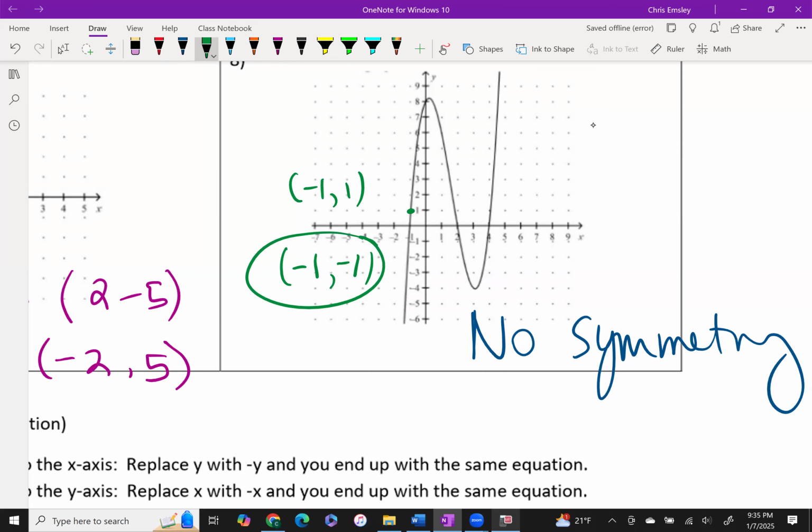-1, -1. And it's close, but it's not really. You can tell there's actually a little curve away. Again, this graph isn't giving us great detail because of all the fractions. It's a little hard to see.